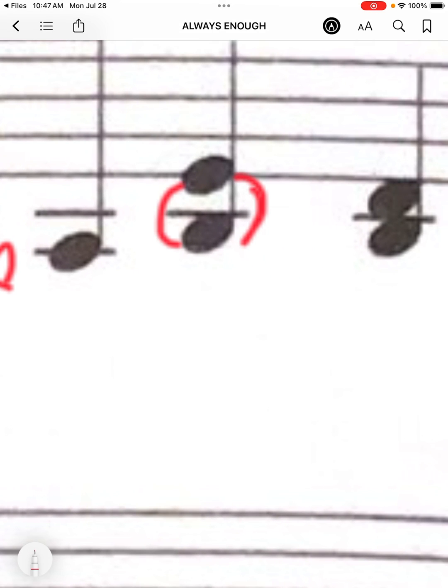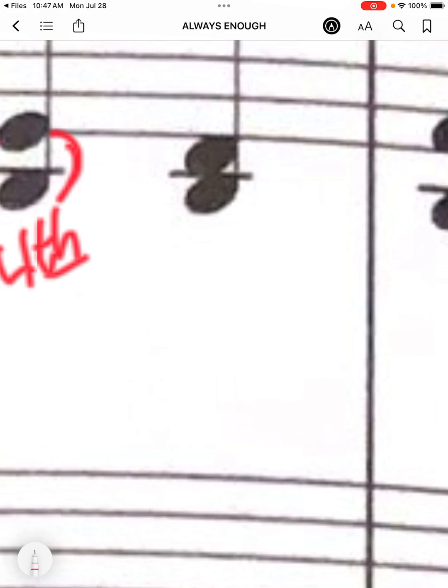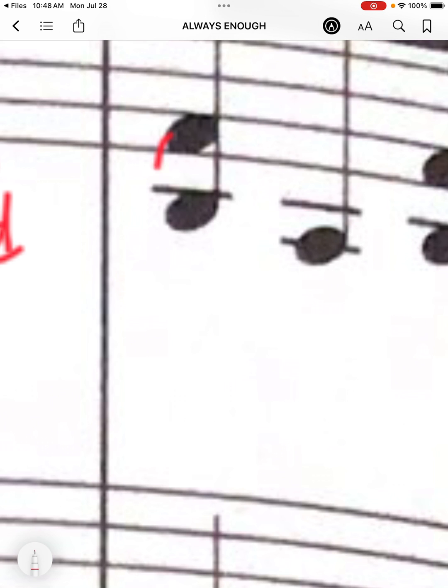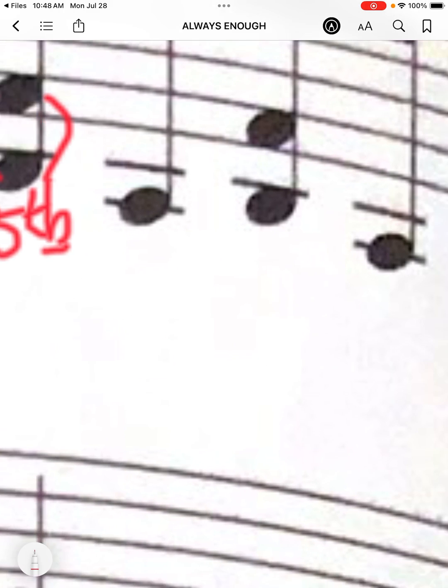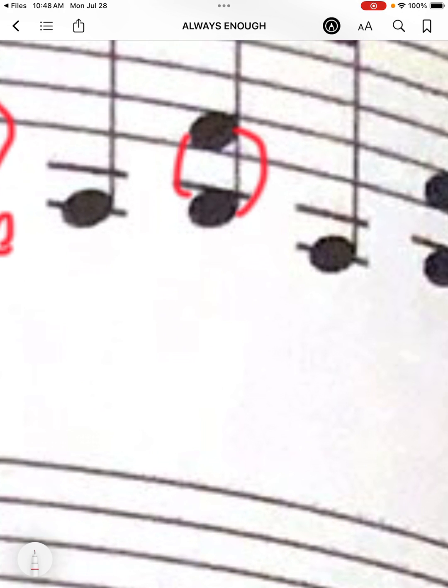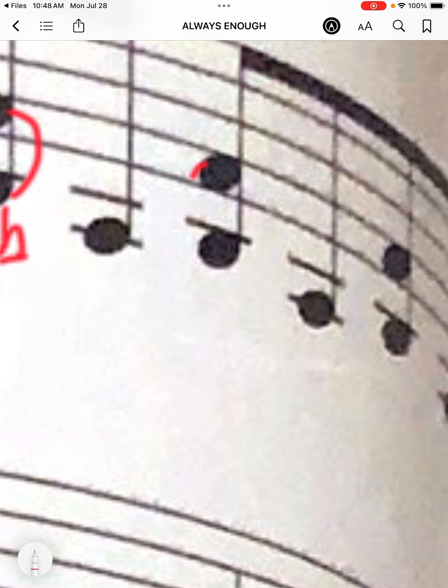Okay, now this is going to change a little bit. So I'm going to refer to that B flat and the E flat as a fourth. This one too. A third, because the B flat and D is a third. And back to fifth. Fifth again. Fifth, all over again. I see fifth.